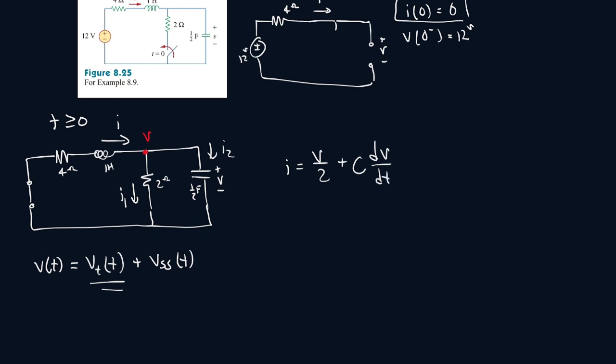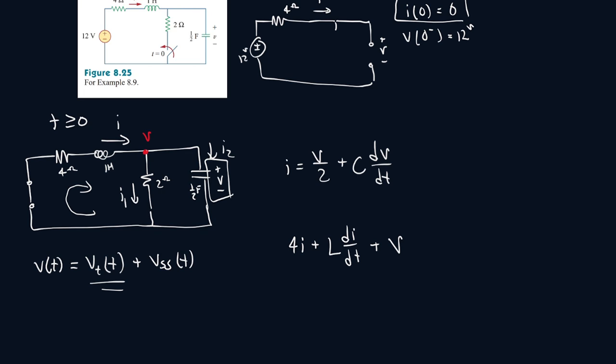Okay? And what I'm also going to do is a mesh. So it's 4I plus L di over dt plus 2I1. Something interesting about this portion is that the voltage here is going to be the same as the voltage at the capacitance, because the voltage at the capacitance is the same as the voltage here. So this we can just write as V.